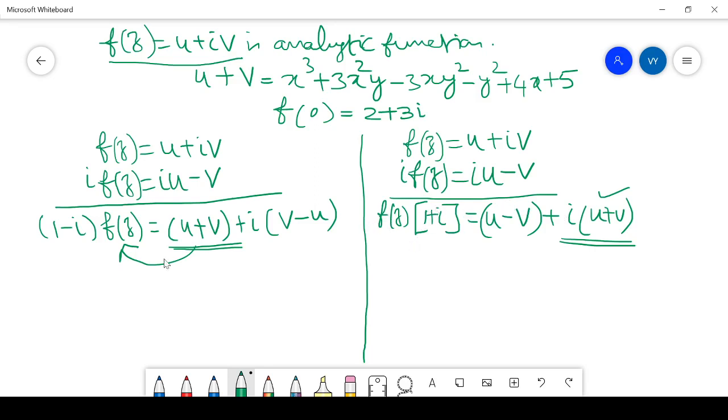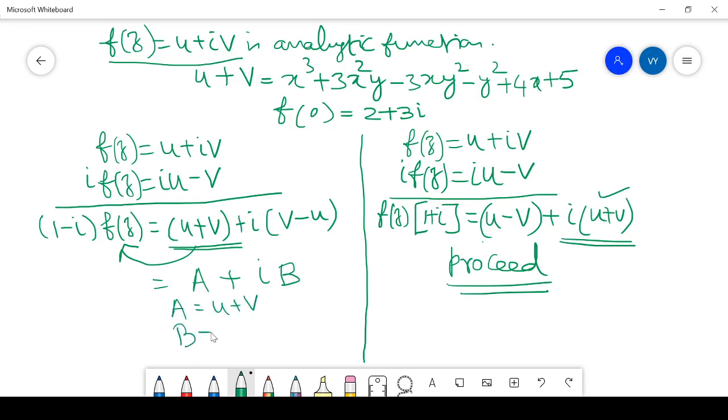Okay, so now you can proceed appropriately to get the required solution. But now what I will do is I will solve this problem by taking the real part of 1 minus i into f of z as u plus iv. So your a will be u plus v and b will be v minus u. From this I will find 1 minus i into f of z. From that we can calculate f of z.